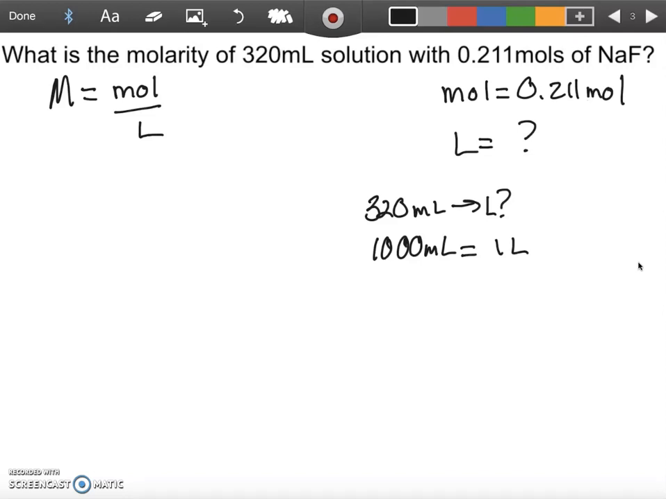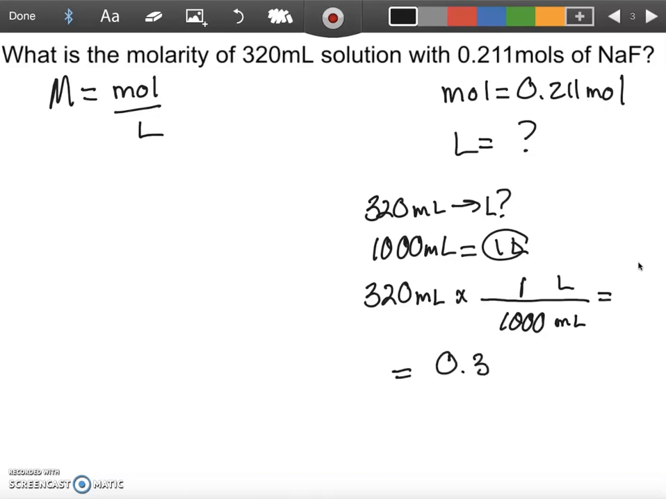That's our conversion factor. So we'll take 320 milliliters, multiply it by the conversion factor. Milliliters on bottom, liters on top, because that's what we're going to. We know that the liters are equal to 1, and the milliliters are equal to 1,000, okay? Because there are 1,000 milliliters to 1 liter. When we divide this out, we will get that there are 0.320 liters, because dividing by 1,000 is the same thing as moving the decimal place over 3. Or you can plug it into your calculator and you'll get the same thing.